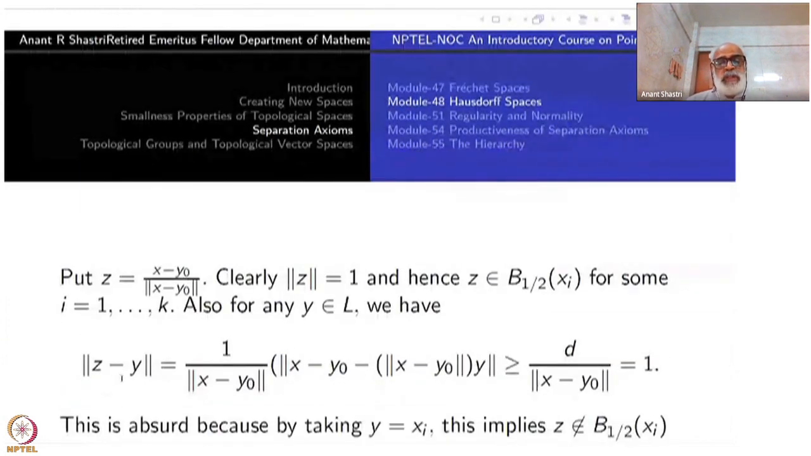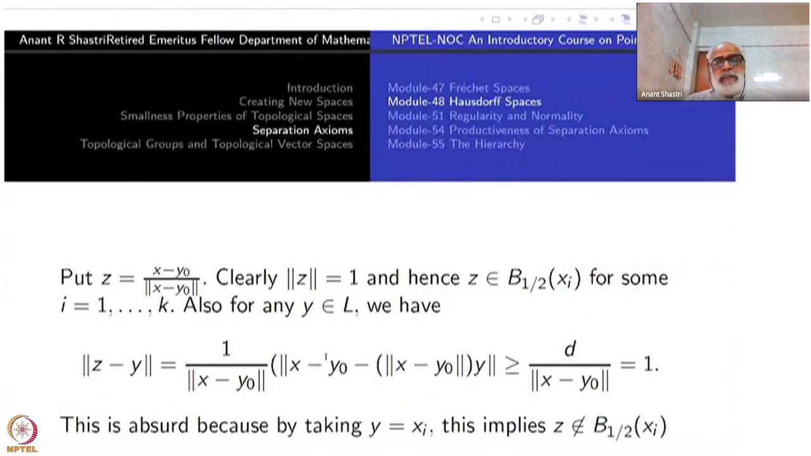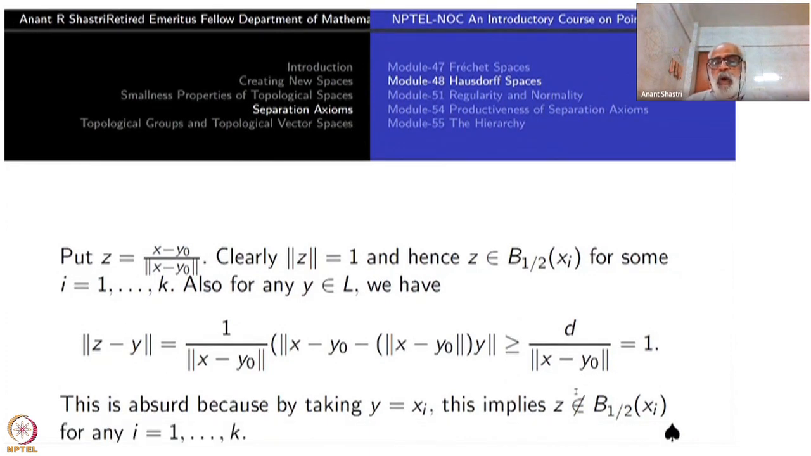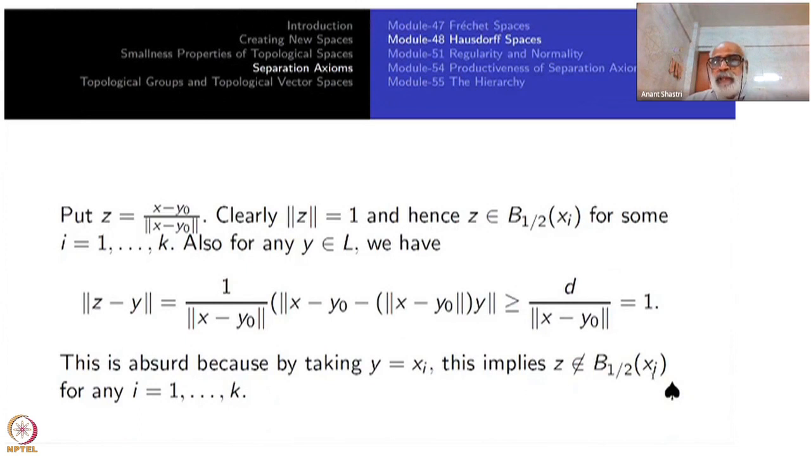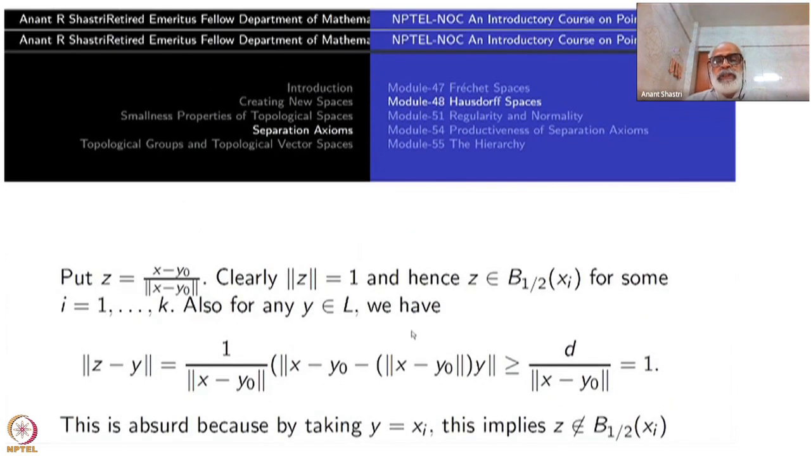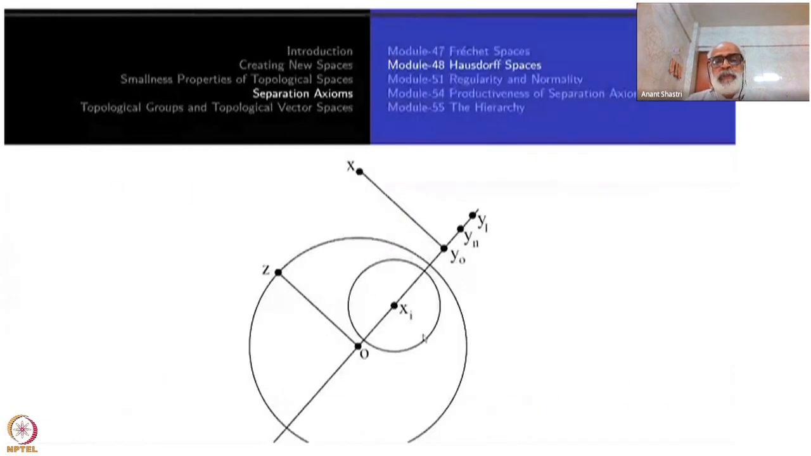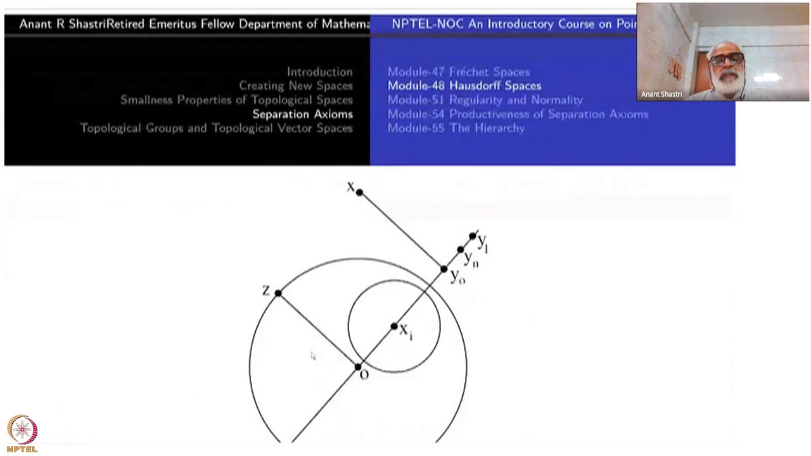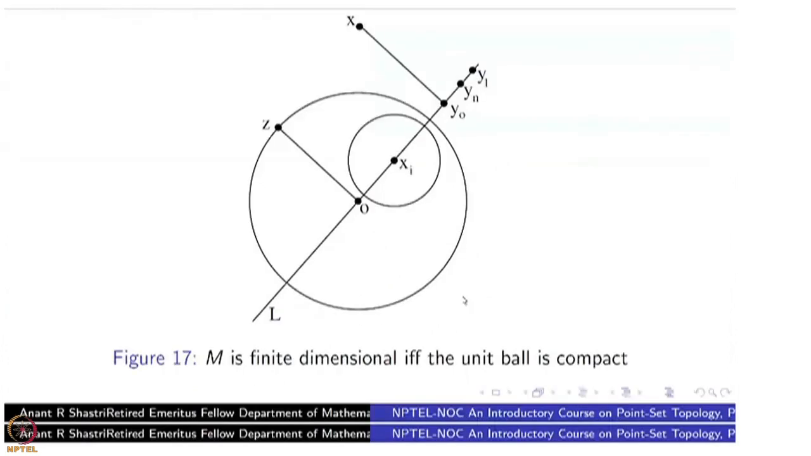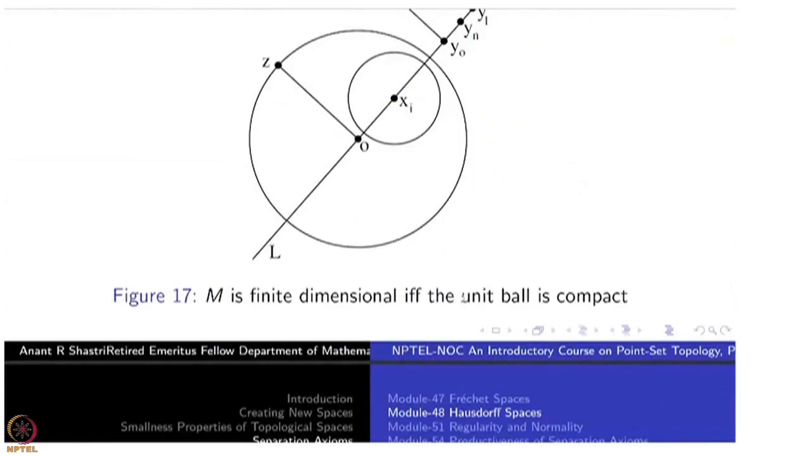So what we have shown is that for every point y inside L, the distance between z and y is bigger than or equal to 1. That is the absurdity, because all these x_i's are inside L. We have chosen those things inside L. So that is why this picture is funny, because it's an absurd picture. One of these balls should contain z, but they are all of half radius, while z is at distance 1 away from L. So this is the contradiction, because L is not the whole space.